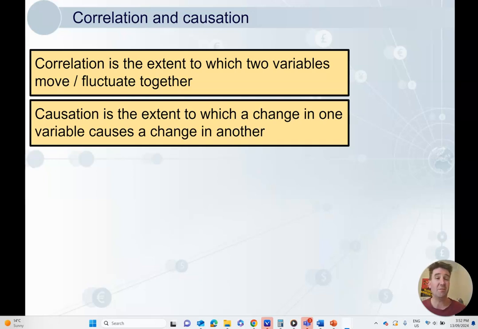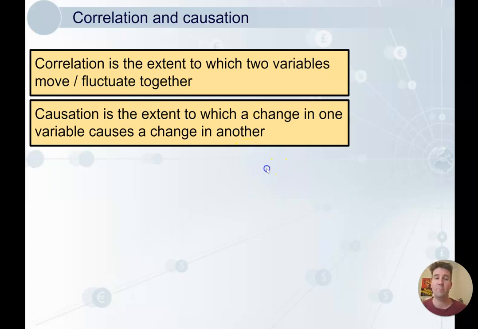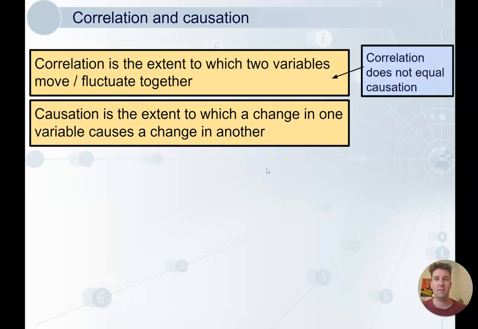Okay, definitions of correlation and causation. We need to know what these are. Correlation is the extent to which two variables move or fluctuate together, both positively or negatively. Causation is the extent to which a change in one variable causes a change in another. So they're quite different. I'll give you a couple of examples. We definitely need to know that correlation does not equal causation.